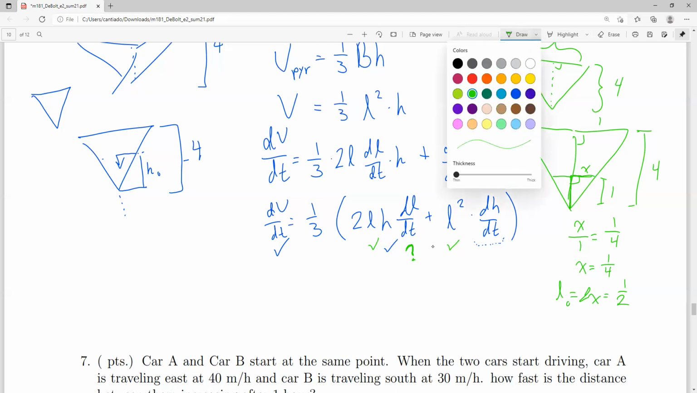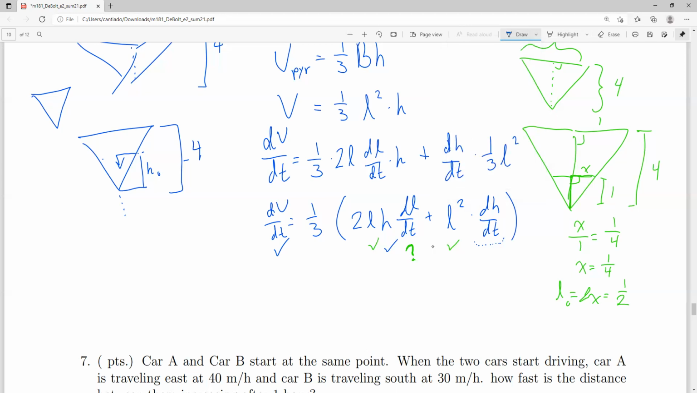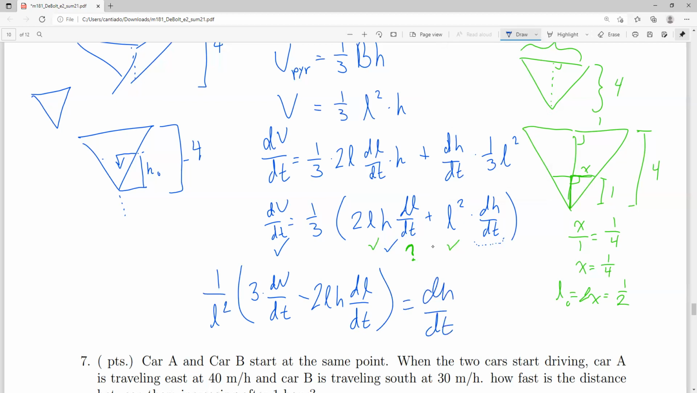You'd solve for dH, which if we just rearrange the problem, it should be 3 times dV over dt minus 2LH dL over dt, all of this times 1 over L squared, and this will give you dH over dt. Yeah, and it should be a negative number. This will be some negative value.